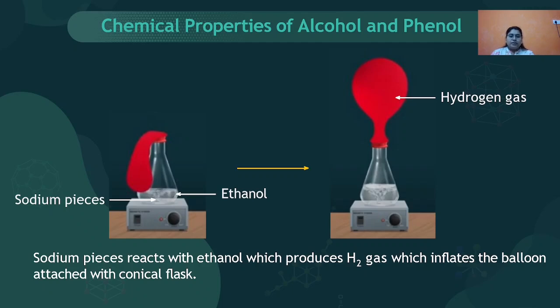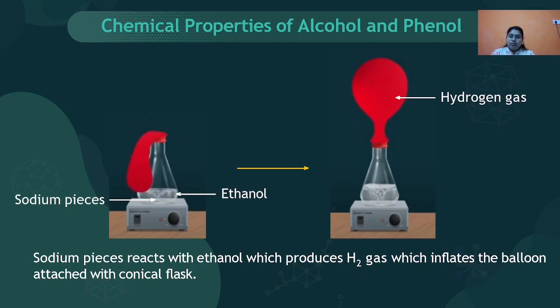People usually prefer this conical flask for this experiment. So what we're going to do is take a small amount of ethanol in the conical flask, and add a few pieces of sodium metal to the ethanol. Ethanol is a type of alcohol because it has an ethyl group in it.